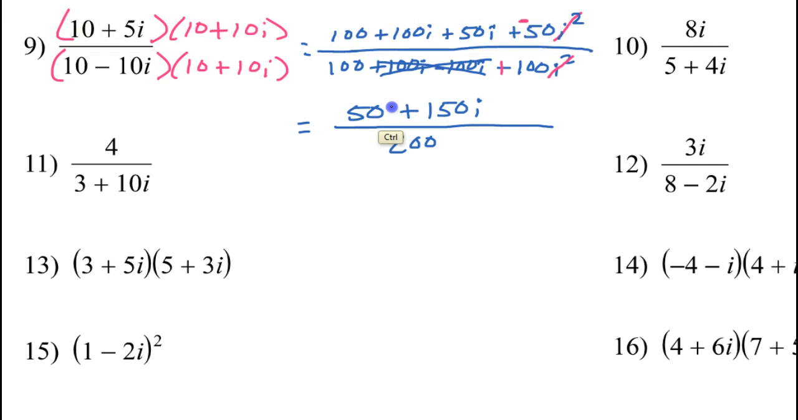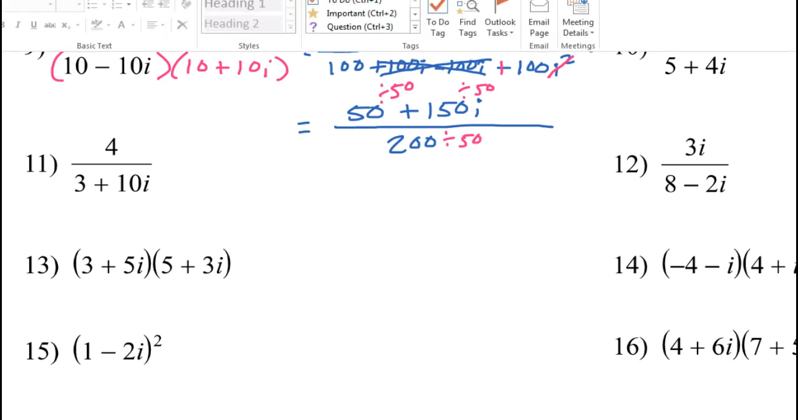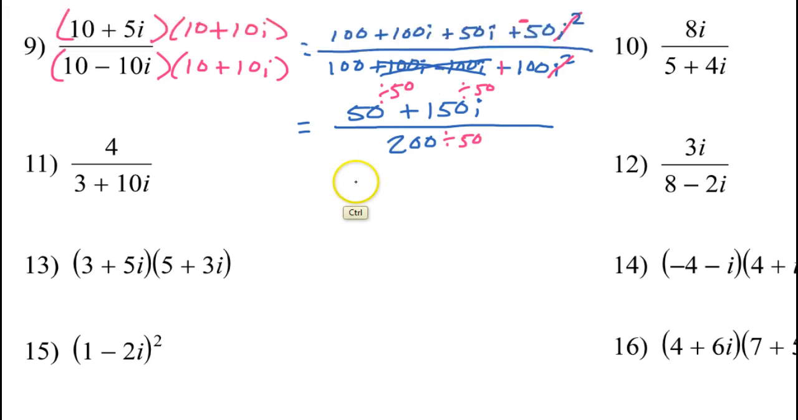Now, let's look and see, is there anything that will divide into all three numbers? The biggest number that will divide into all three is 50. So I'm going to divide all three of these numbers by 50. Okay, that's going to give me 1 plus 3i over 4. So this will be the final answer for number 9.